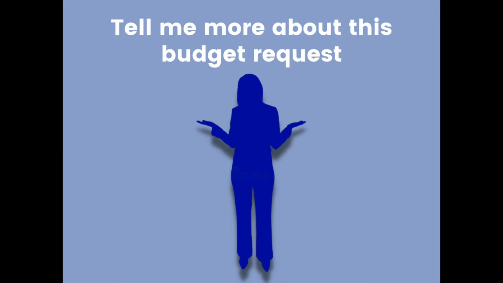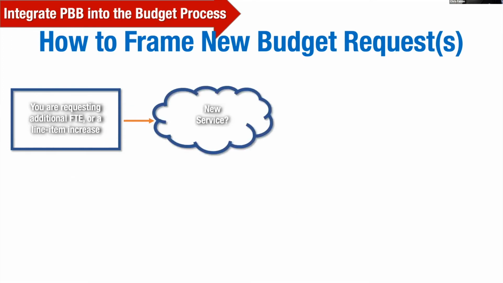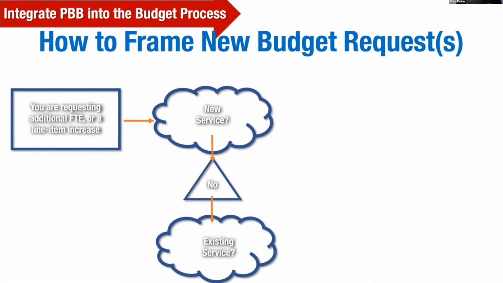So the way we get there is in budget development. If I'm requesting an FTE or a line item increase, just like I have always done in the past, first off, we want to find out what service this request belongs to. Is it a brand new service? Is it an existing service? And if we can't tie it to a program, then there are certain cases where you're just going to have blanket line item increases or decreases, like a fuel inflation or something like that.